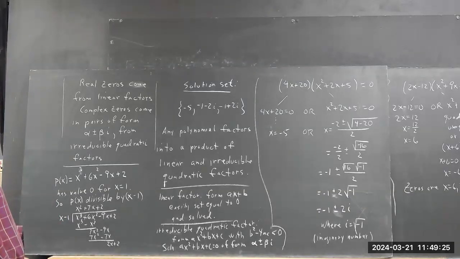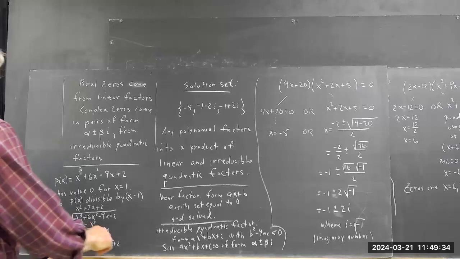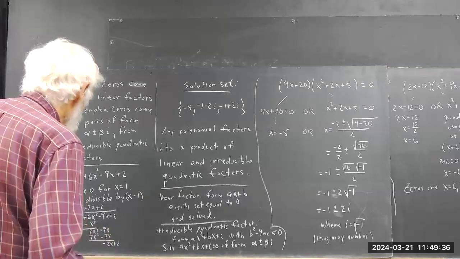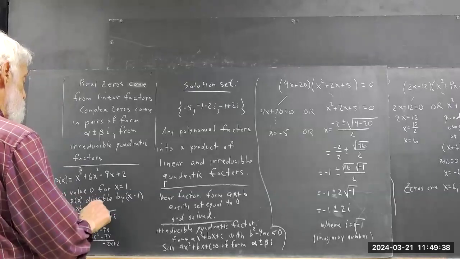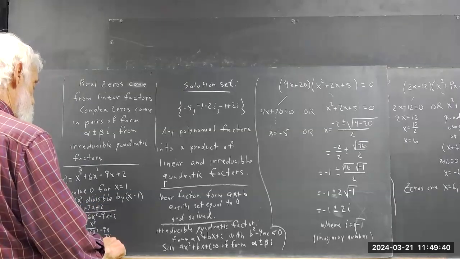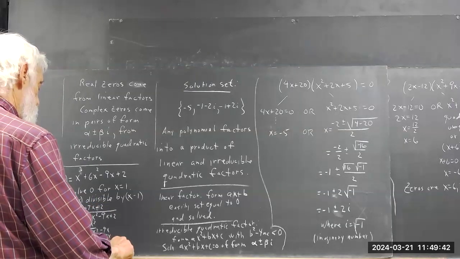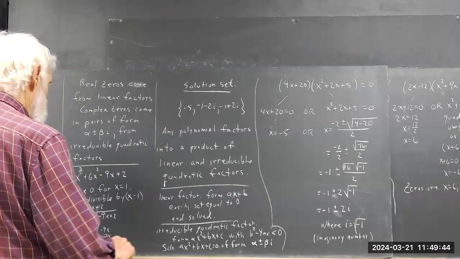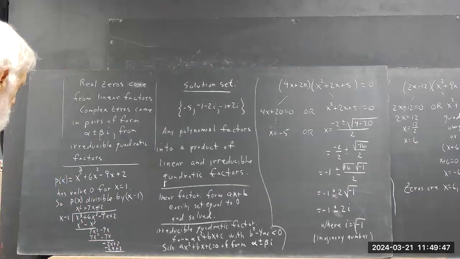Something is haywire here. It's probably having to do... Oh, it's minus 2x plus 2. Okay, it's not haywire anymore. That should be a minus 2. Okay.